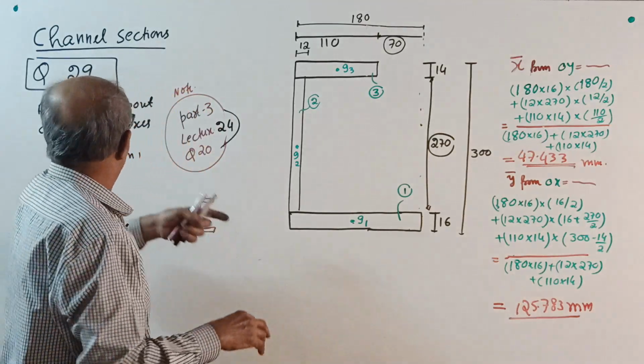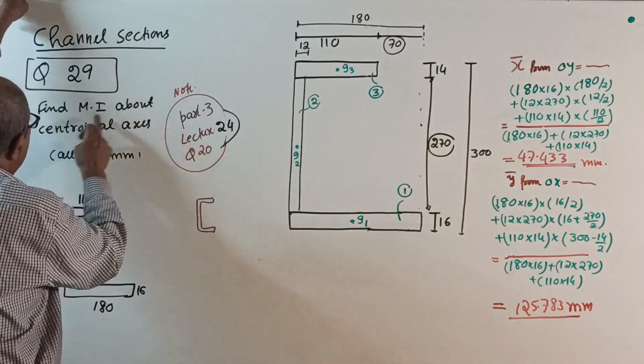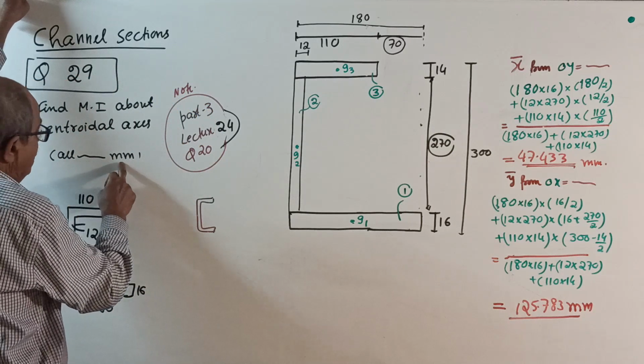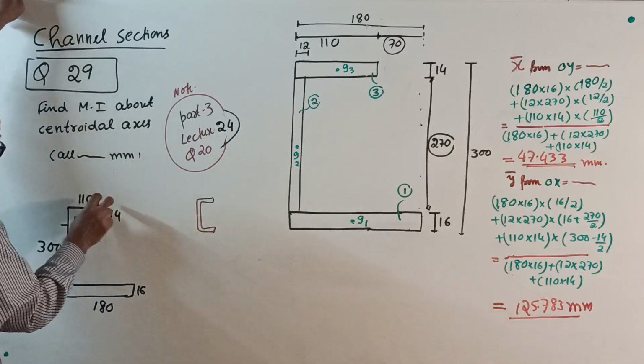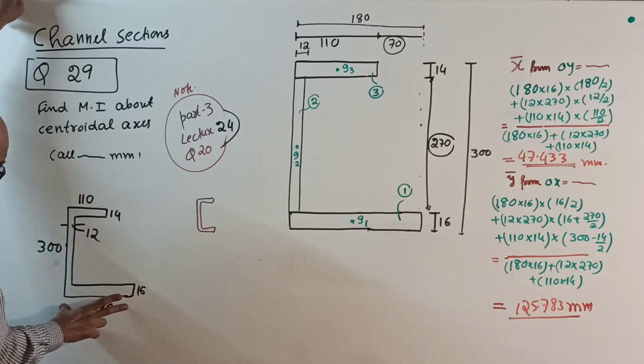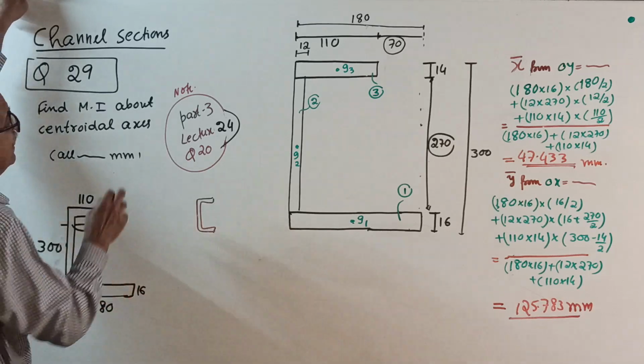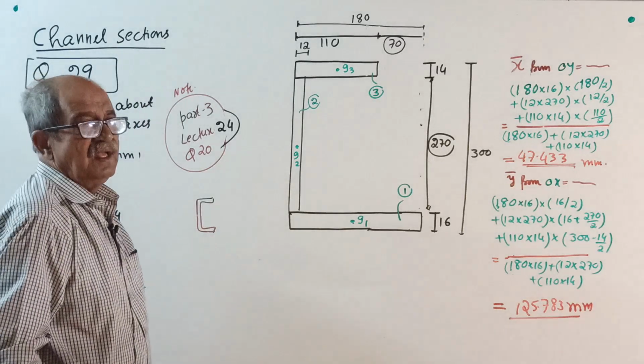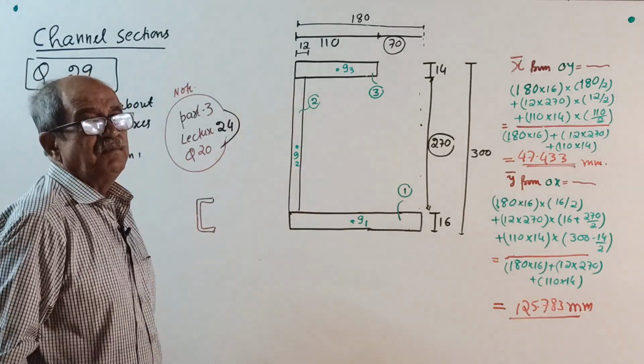That's all. Okay. Find moment of inertia about centroidal axis, all in millimeter. This is a sketch. 110, 14, 300, 180, 16, 12. First make a note. Moment of inertia.